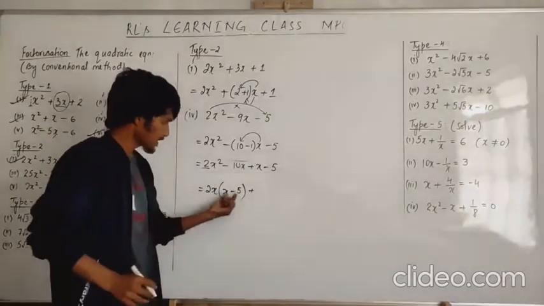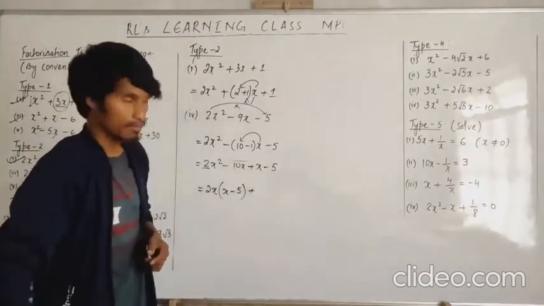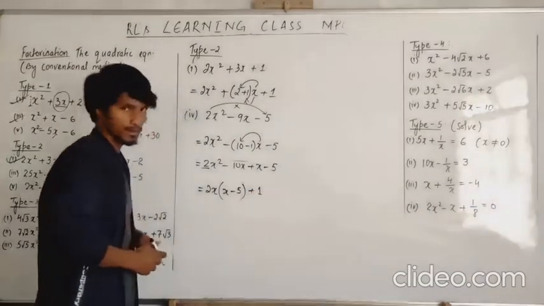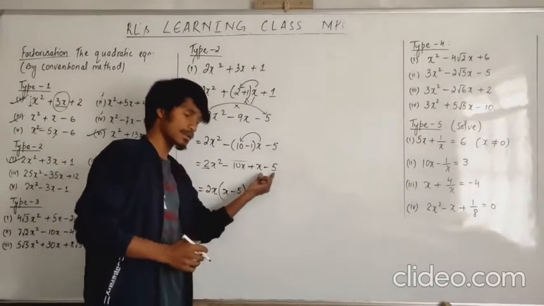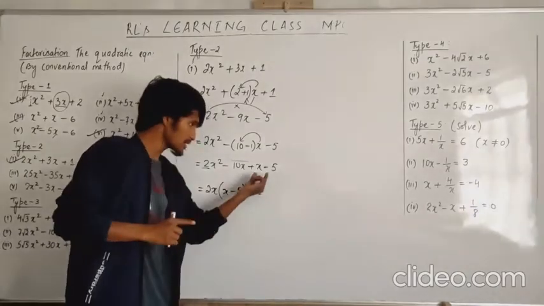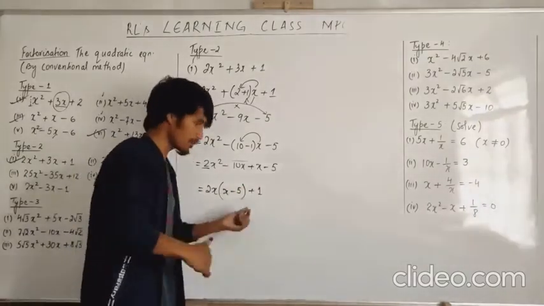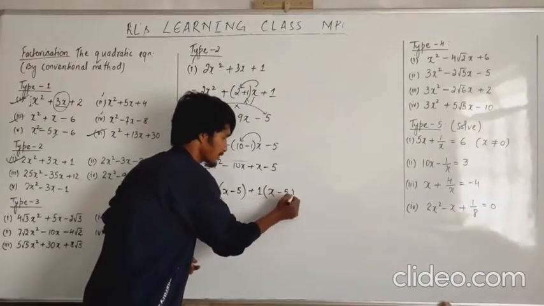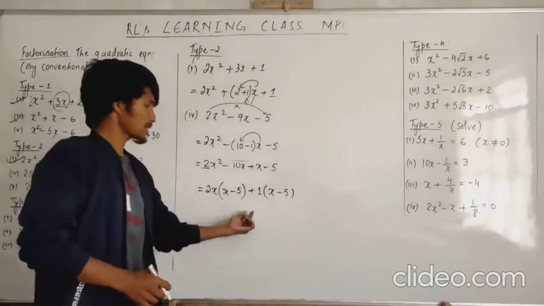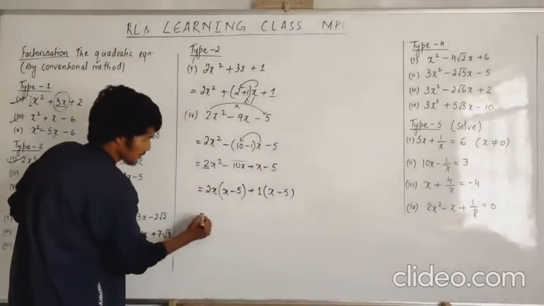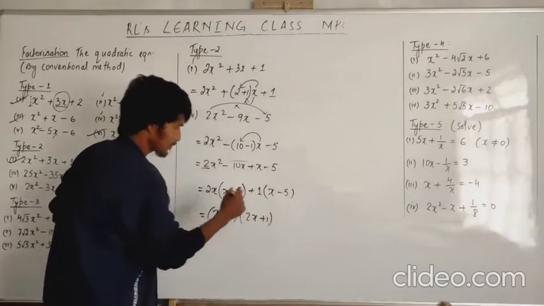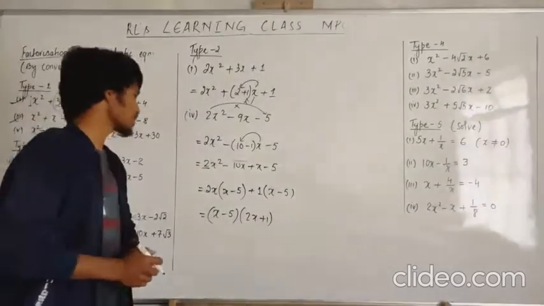Then plus x minus 5. x minus 5, already said. Then we don't need to check the common again. Then obviously 1 will be the common. If the inside of the bracket and the surrounding part are the same, then 1 will be the common. Then I put 1 here and x minus 5. Now 1 into x, and 1 into 5, 5. Now the brackets x minus 5 and x minus 5 are the same, so I'll take x minus 5 common, then 2x plus 1 is the other factor. Now this will be the answer for question number 4.